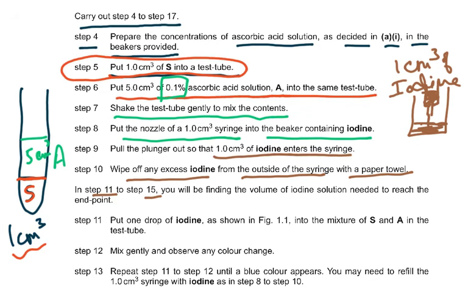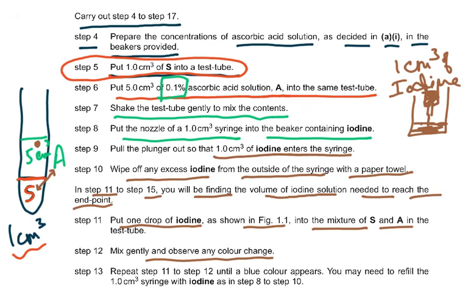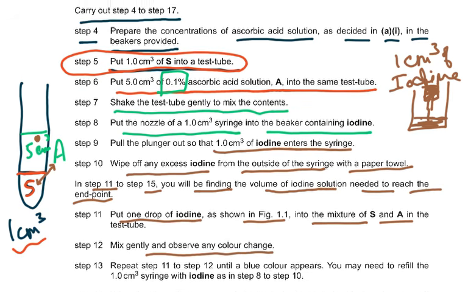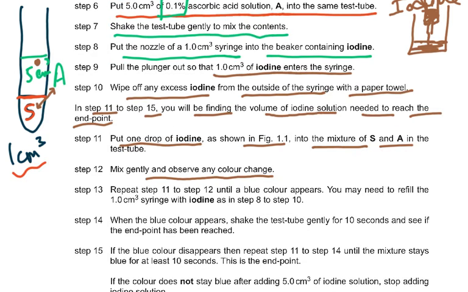In step 11 to step 15, you will be finding the volume of iodine solution needed to reach the end point. Put 1 drop of iodine, as shown in figure 1.1, into the mixture of S and A. So you put 1 drop of this into the mixture of S and A in the test tube. Mix gently and observe any color change. Repeat step 11 to step 12 until a blue color appears. You may need to refill the 1 centimeter syringe with iodine as in step 8 to step 10.